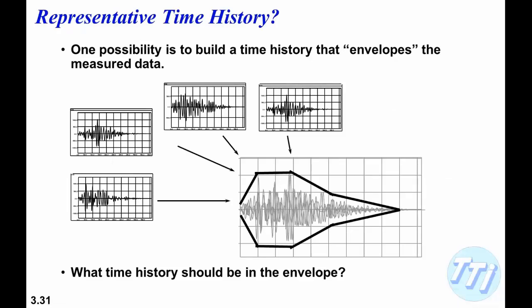Okay, first of all, one possibility is to build a time history that envelopes the measured data. So what I'm going to do is take all 4 of these time histories and put an envelope around them, and then the question is what time history should be inside the envelope.